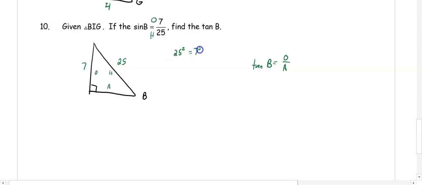25 squared equals 7 squared plus x squared. X squared equals 576. So x is 24. So we have our opposite side 7 over our adjacent side 24.